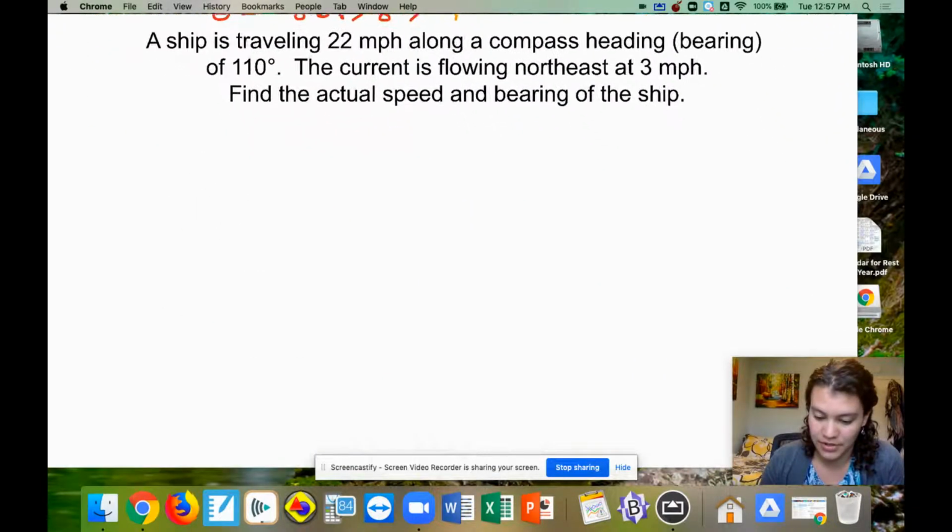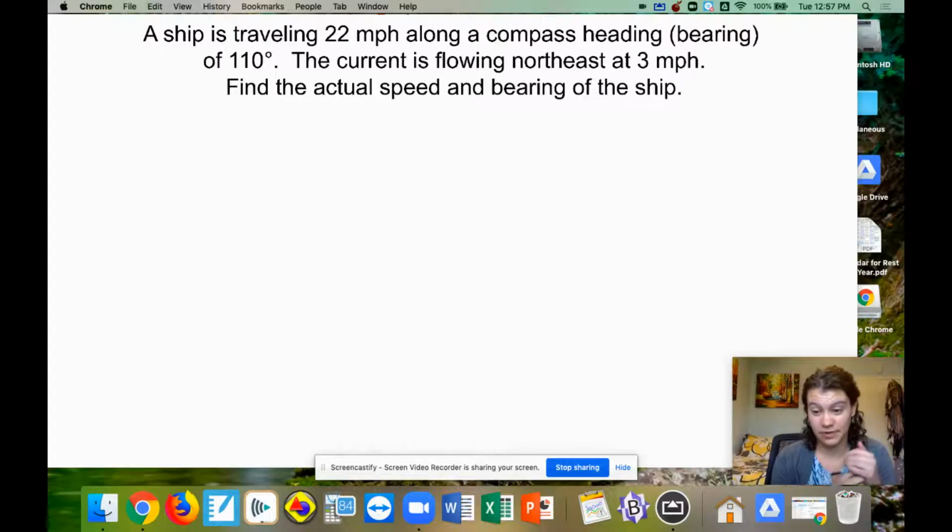Okay, so another one, but with a ship. Try this one and then come back and watch me do it. We have a ship traveling 22 miles per hour along a compass heading, so a bearing, of 110. The current is flowing northeast at 3 miles per hour. Find the actual speed and bearing.